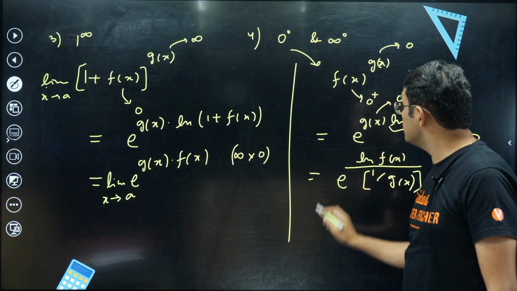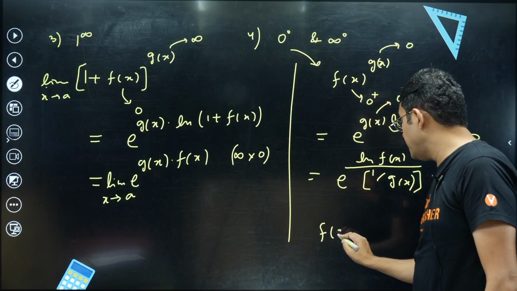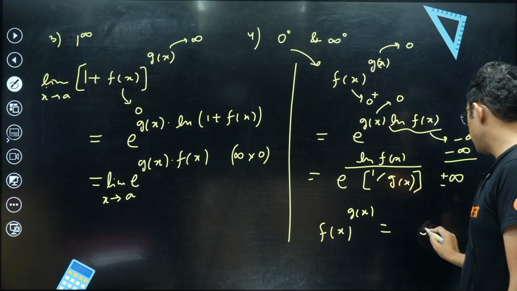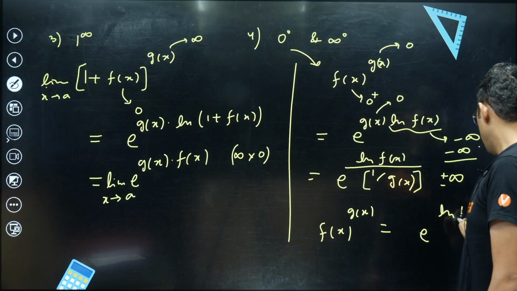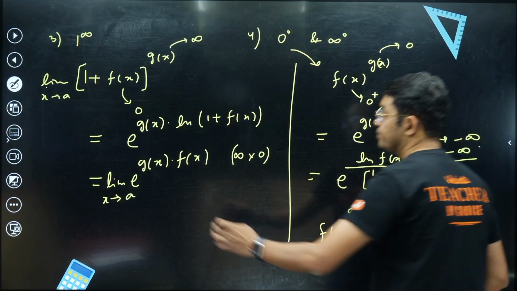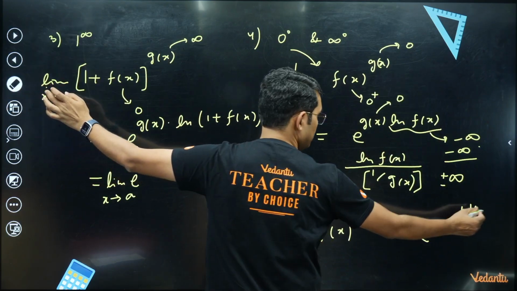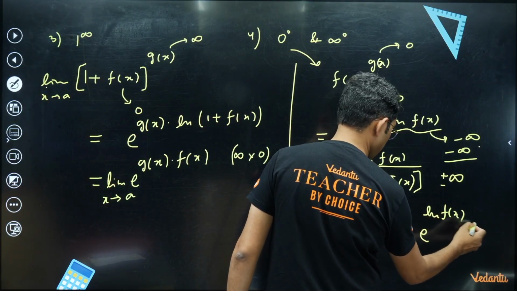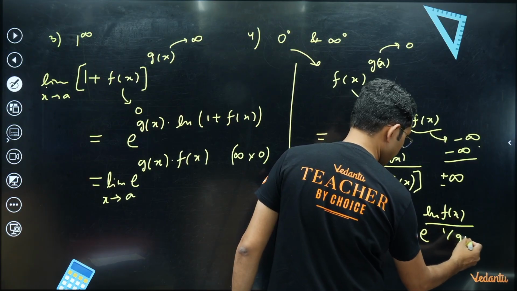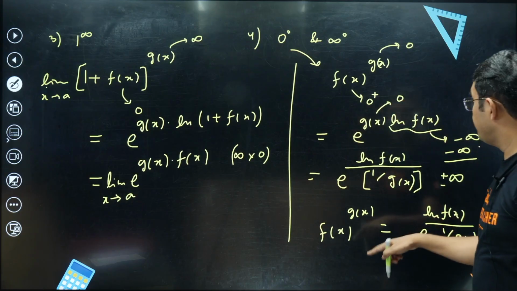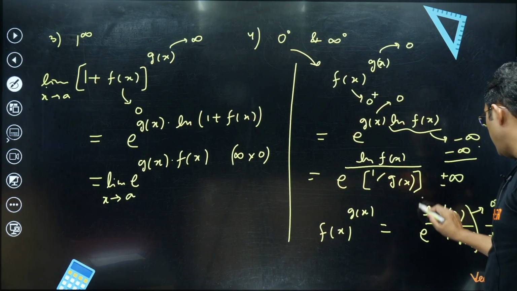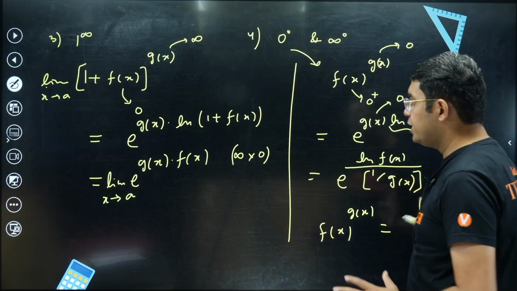Now infinity power 0 is also same thing. If your fx is tending to infinity and gx is tending to 0, so we will be writing this as e power, I am writing it directly, ln of fx whole divided by 1 upon gx. See fx is tending to infinity, so ln of fx will be tending to infinity. This will be tending to plus or minus infinity. So then you can apply LH rule or other methods will give you the answer.